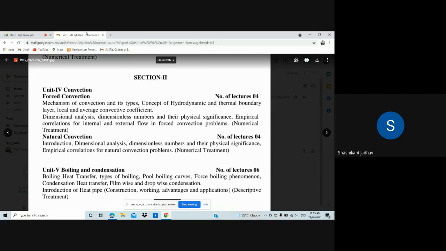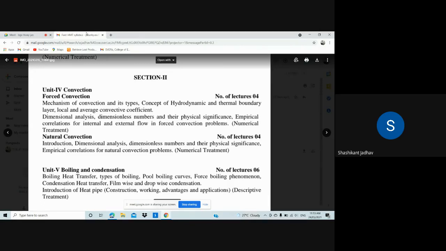In this topic we have to cover the mechanism of convection and its types. What are the different types of convection? What is the mechanism of convection? Then we have to understand the concept of hydrodynamic and thermal boundary layer. What is meant by thermal boundary layer? What is meant by hydrodynamic boundary layer? Then what is meant by local and average convective coefficients? What is meant by local heat transfer coefficient, then average heat transfer coefficient? We have to understand this concept.